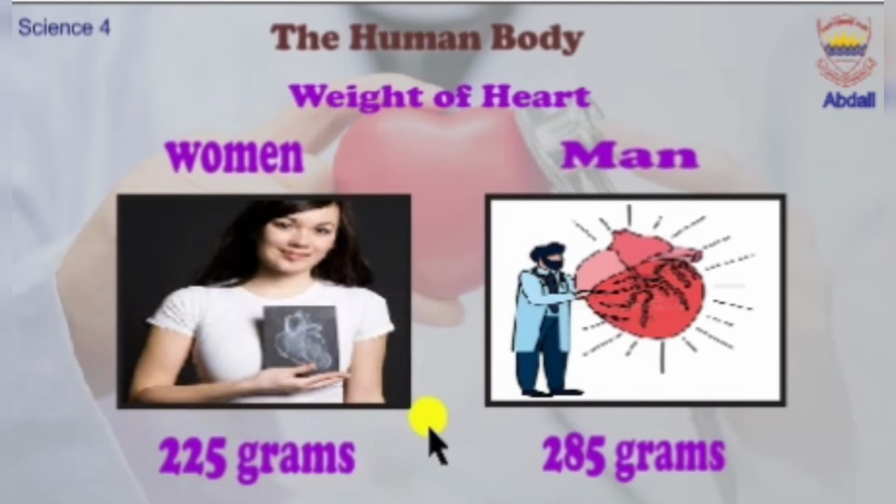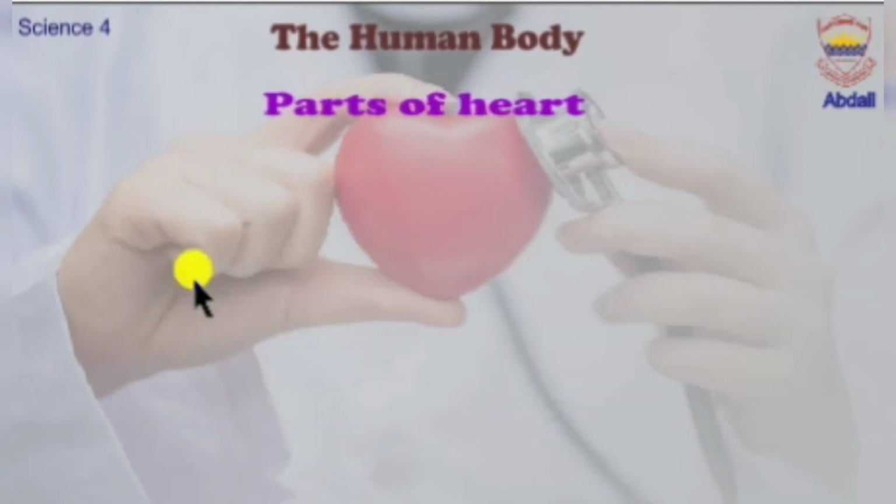Friends, can you tell me the weight of the heart in humans? In men, it's about 285 grams, while in women it's about 225 grams. Moving towards our next slide, which is about parts of the heart.